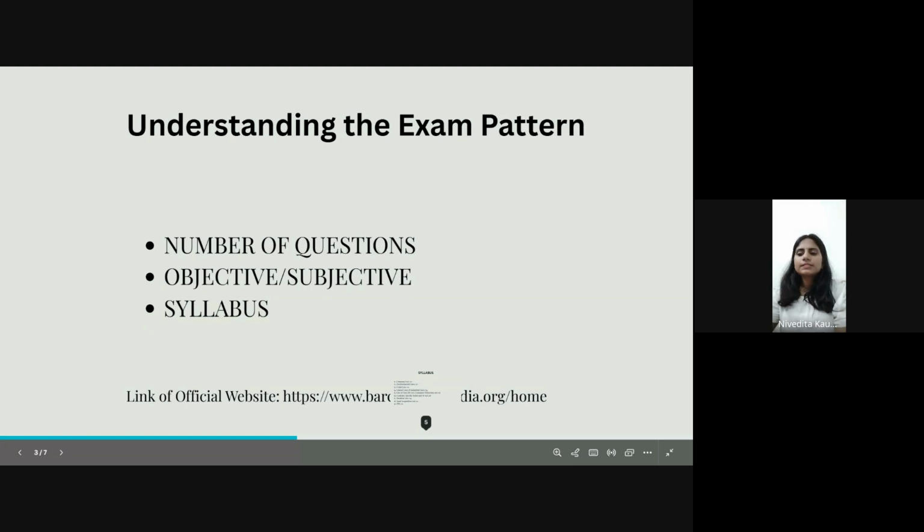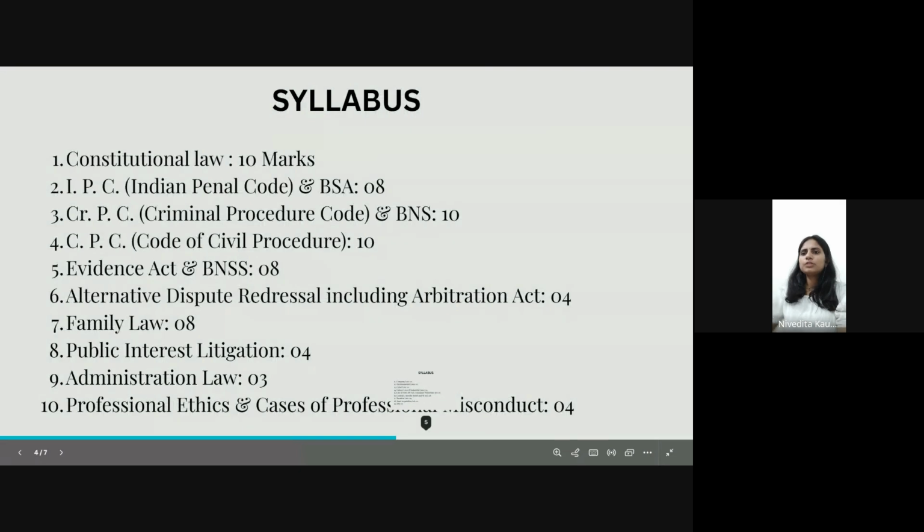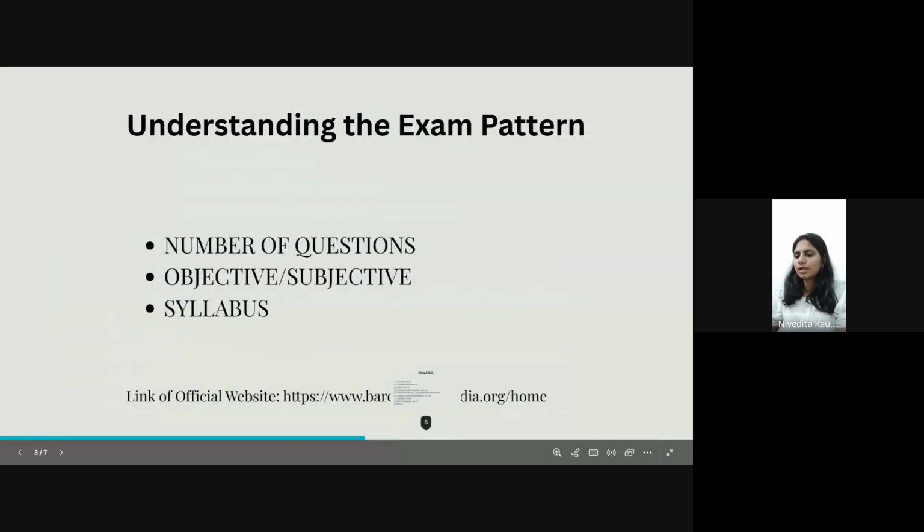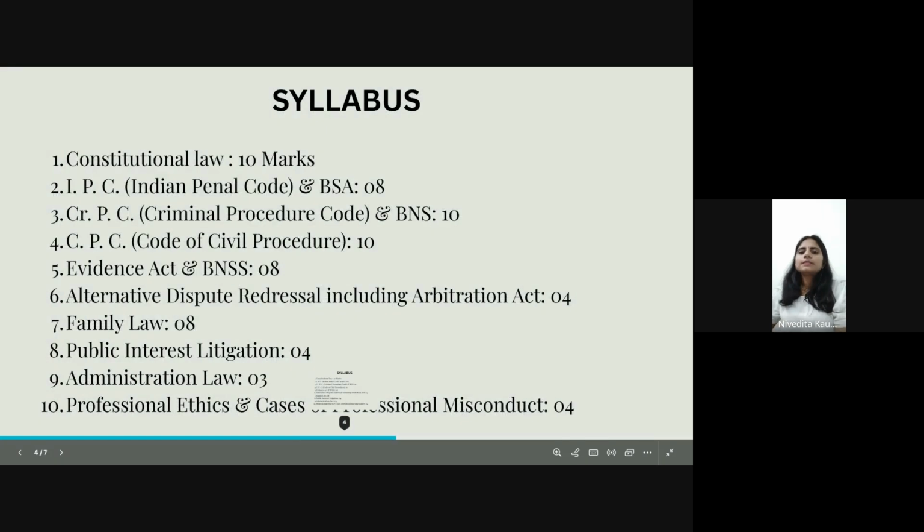Then if we talk about the syllabus, I have mentioned it here. You can access it through the official website of the Bar Council of India, whose link I have mentioned here. All the examination related queries and details are on this website. You will be applying through this website only, and whatever result is declared will be on this website. So it is BCI which supervises, guides and also conducts this examination. So let us see the syllabus.